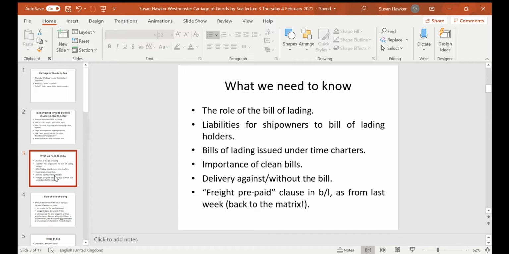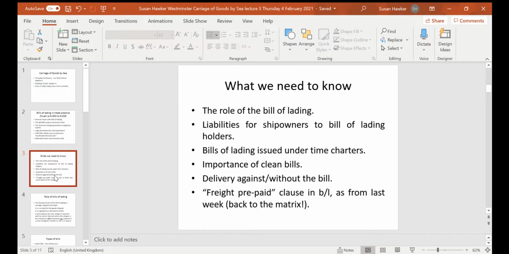And then we have this concept called a clean bill of lading. And I think someone raised this in one of the reading groups last week. A clean bill of lading is a bill of lading that shows that the goods have been shipped in the condition which they should be. And this actually means that they are shipped according to the requirements of the contract of carriage, what the shipper said about them.